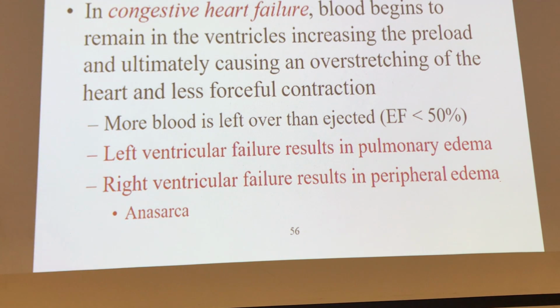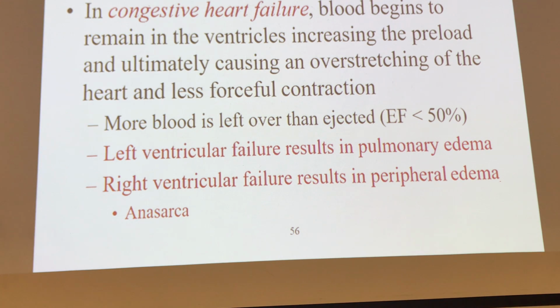In congestive heart failure, blood begins to remain in the ventricles, increasing the preload with each contraction. And what happens is that when we start having congestive heart failure, you get more and more preload, but the heart muscles themselves are not contracting efficiently. So it can't eject out blood efficiently, not like in a normal healthy heart. In a normal healthy heart, increased preload, increased stroke volume. But this is not a normal healthy heart.